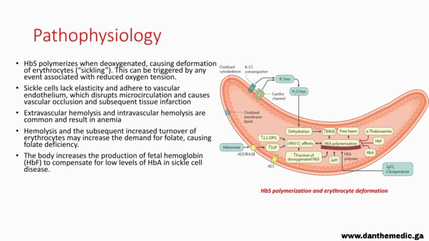Another thing that can result in deoxygenation of hemoglobin S is infections, of course. Another cause can be dehydration, acidosis, or even sudden changes in temperature. Also, stress and pregnancy can reduce the amount of oxygen circulating in the blood.